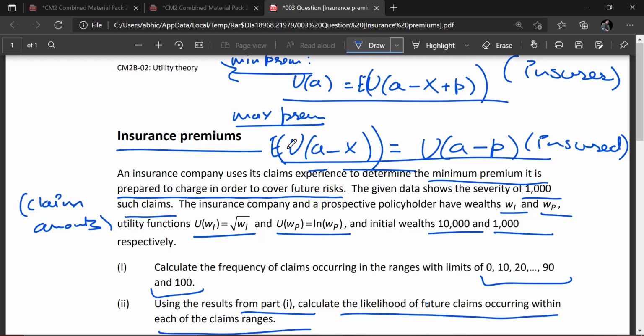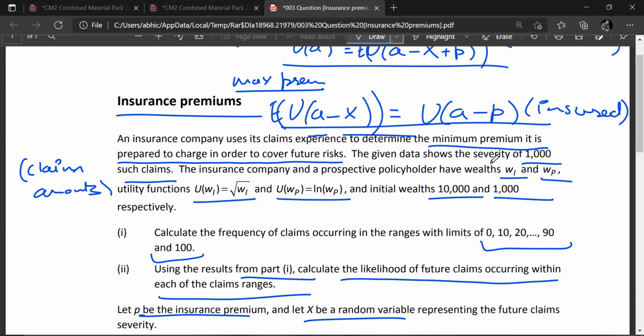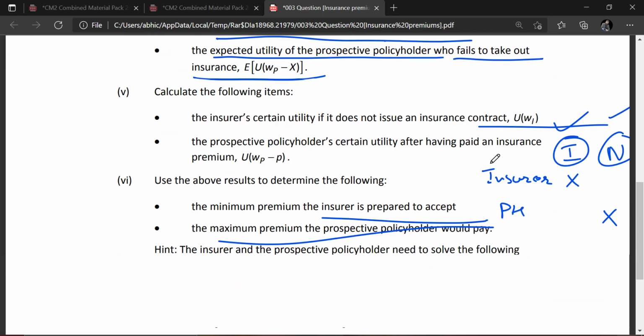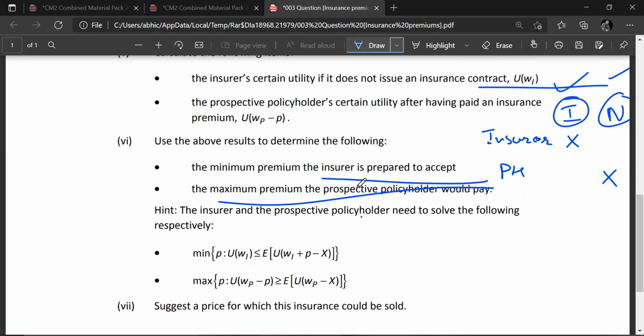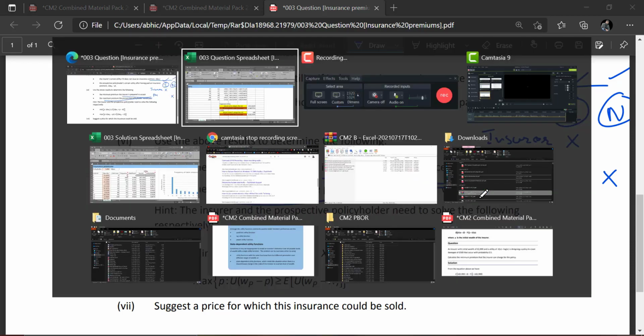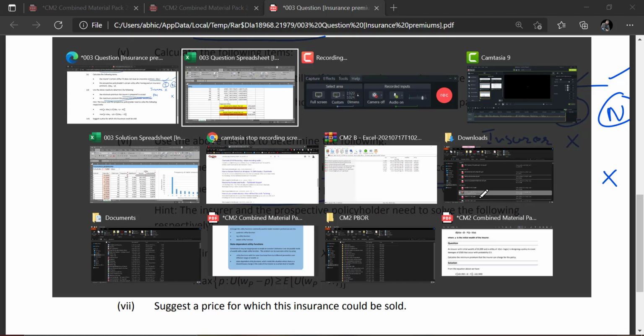And for the insured, again it's the same relationship. You take their expected utility when they are not buying insurance and you equate it to the utility when they are buying insurance. Once you equate the two, you find the P, that's your maximum premium that the insured is willing to pay. And this is what they've asked us to do in the last part. They want the minimum premium that the insurer is prepared to accept and the maximum premium that the prospective policyholder would pay. So let us do this and see how it works out.